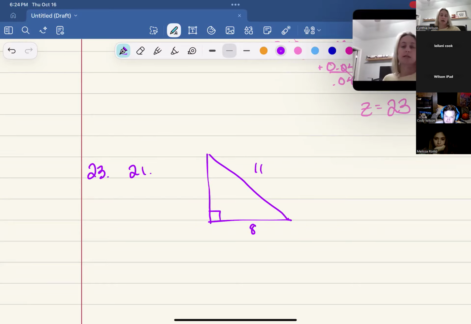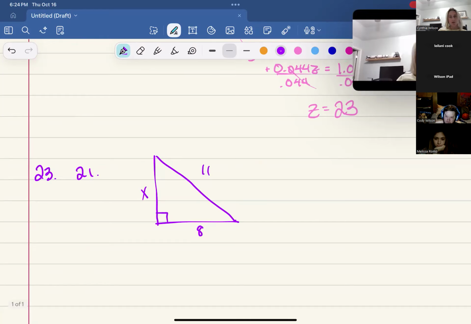It says find the length of the leg. We're finding this. So knowing that it's a right triangle, this is the Pythagorean theorem. A squared plus b squared equals c squared. The c is always the hypotenuse.